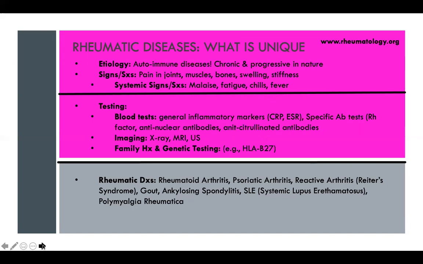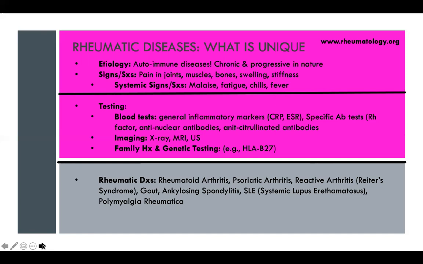So general inflammatory markers can be heightened, indicating the presence of inflammation. So C-reactive protein or a high erythrocyte sedimentation rate could be present. There's specific antibody testing that we can do to identify the presence of certain autoimmune antibodies. So rheumatoid factor, Rh factor, in rheumatoid arthritis is a common one. We'll discuss these others when we get a little bit further into the presentation. Imaging can be done to detect certain joint changes, and that can help with diagnosis. There are some disorders in which genetic testing is helpful as well.